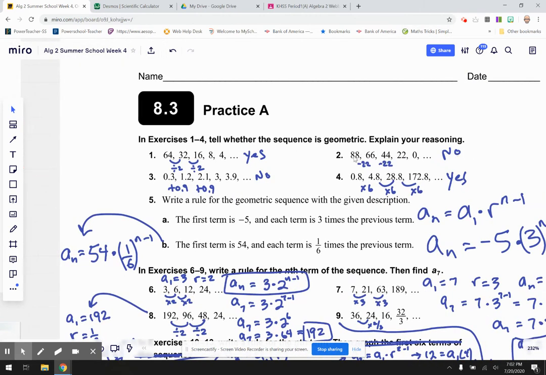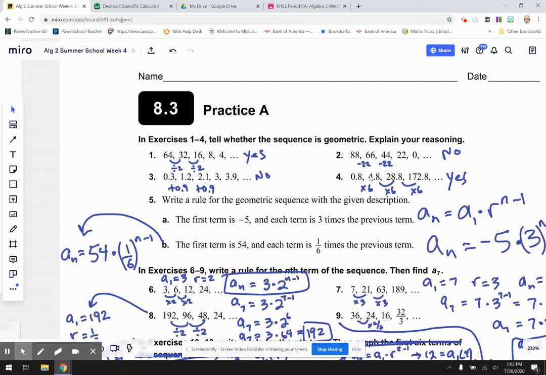It's a subtraction. That's actually an arithmetic sequence, if you remember from the last few sections. When you subtract the same number, it's arithmetic. We want it to be geometric. And number 3, you're again adding 0.9. So that's another arithmetic sequence, not geometric.